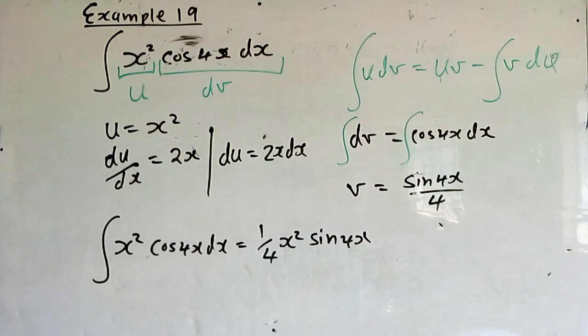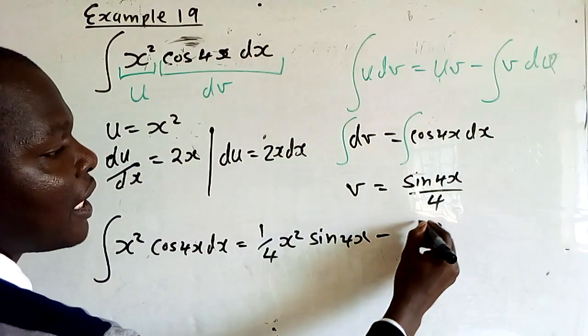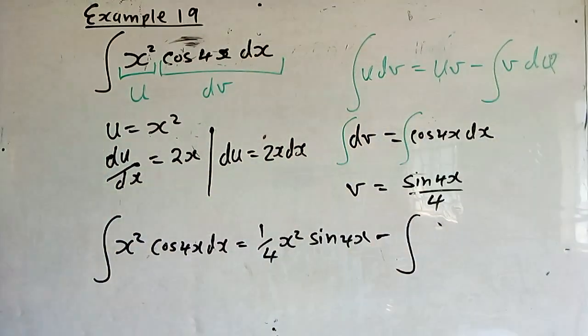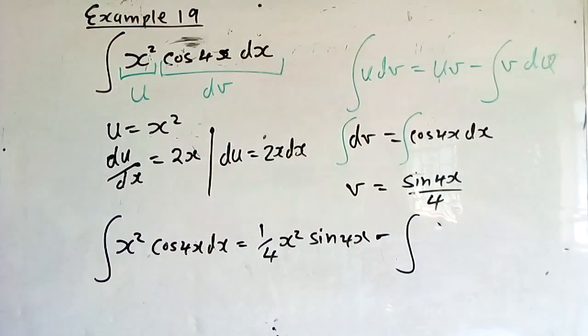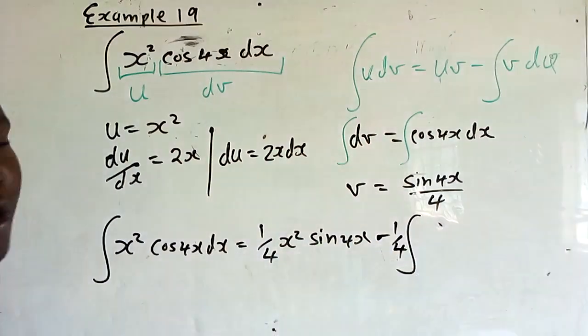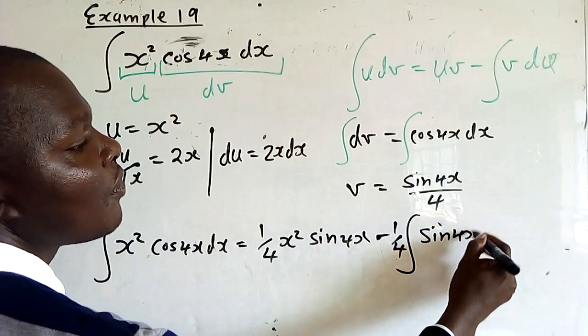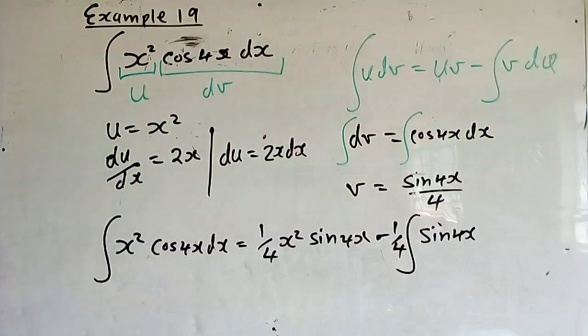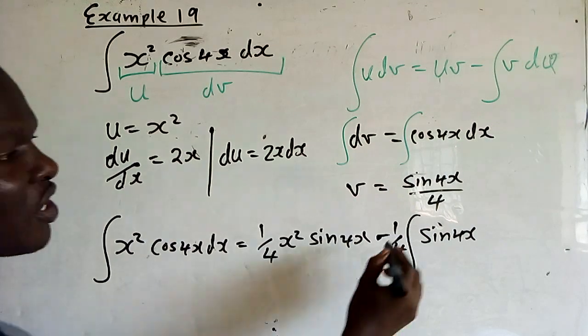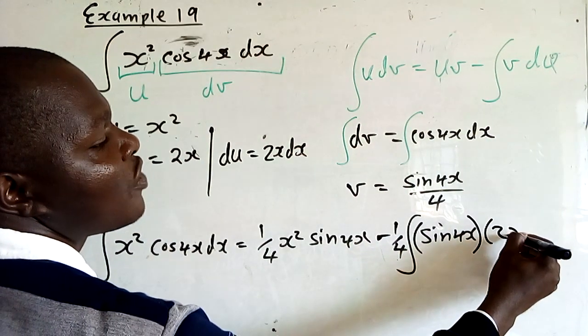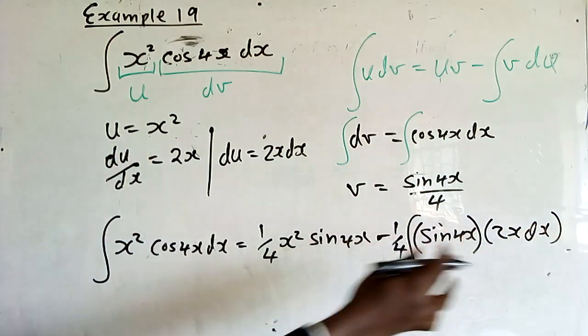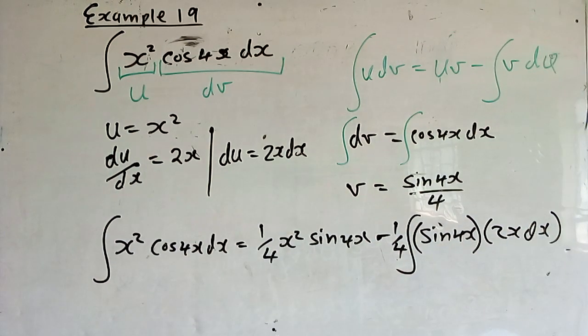Are we together? Good. It is minus the integral of v. v is sin 4x over 4. So 1 over 4 is a constant you put outside, then inside you put sin 4x du. What is du? It is 2x dx. So it is sin 4x multiplied by 2x dx. So you now simplify that. Are we together?